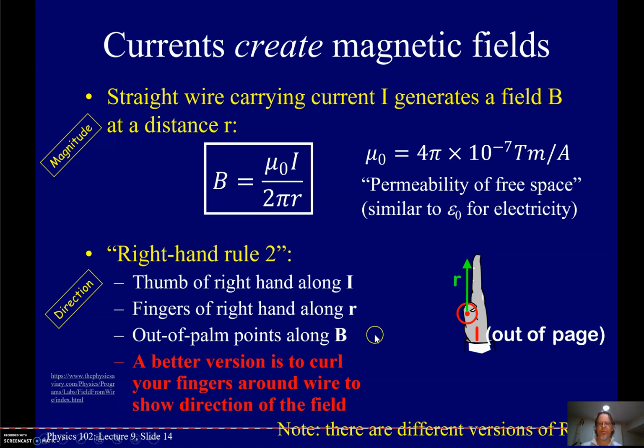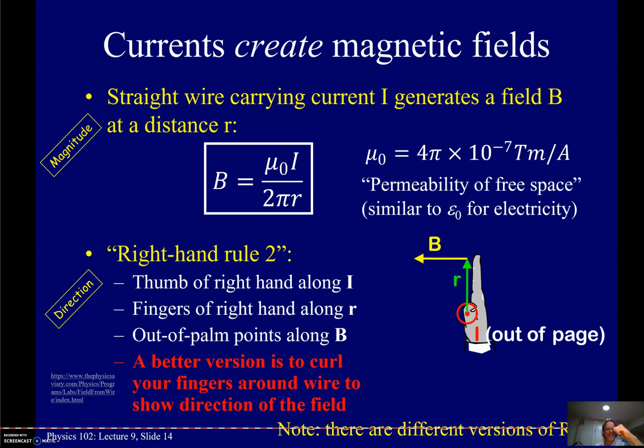That's not the one I grew up with. The one I grew up with I like better just because I grew up with it. And there's a lot of right-hand rules. To me, a better version is to wrap your fingers around the wire to show the direction of the field. So if you can imagine, okay, the current is coming right at me, because this is the wire coming right at me, so I put my thumb in that direction. Well, all I'm going to do is wrap my hand around it like this. So the field is coming right at my face.